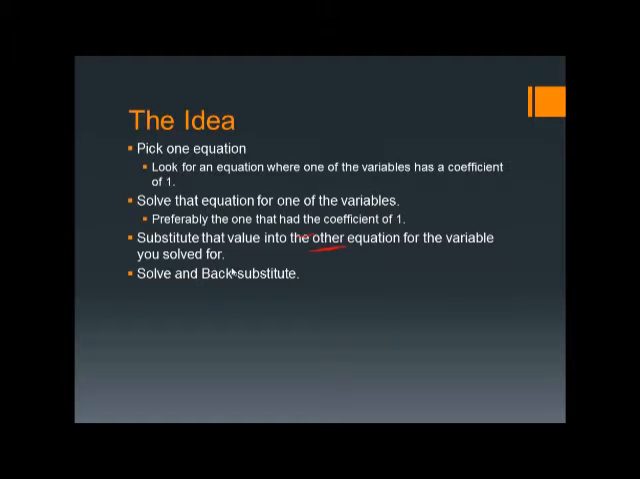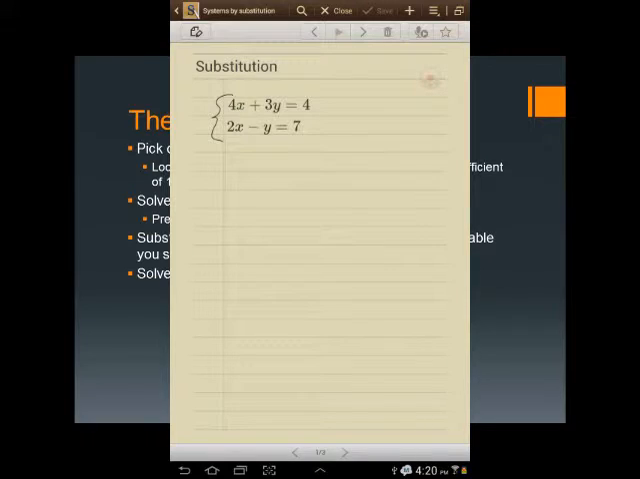Alright, so I just talked through it. So now I'm going to switch over and do an example. So, firing up the tablet. So I have the system. The equations are 4x plus 3y equals 4, and 2x minus y equals 7.